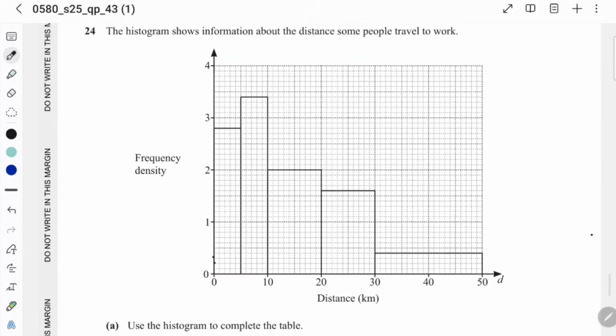Look at question number 24. In question number 24, we have a histogram drawn.